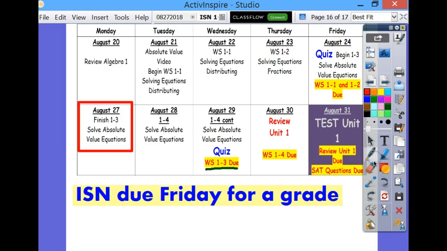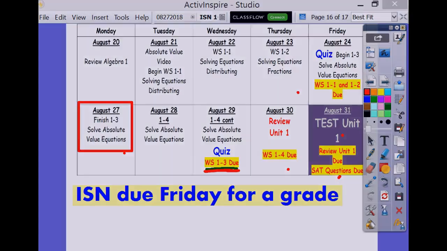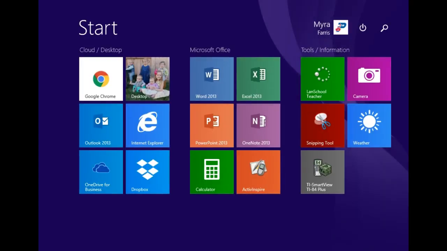Now, here is our calendar for last week and this week. What's going to be happening on Friday? A test. This paper right here, worksheet 1-3, when is it going to be due? On Wednesday. When is your ISN going to be due? Friday. I don't know what that did.